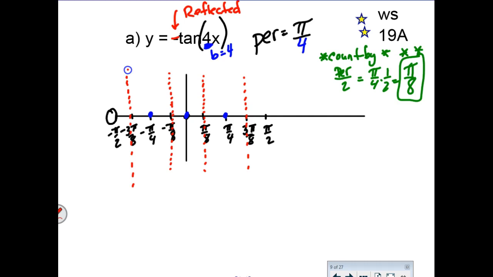Wasn't this guy reflected? So normally, don't draw this, but normally the tangent function looks like this. But if I've been reflected, it's going to look like this, which we'll learn in a minute looks like the cotangent function. Once you've got one drawn, the rest of them just look like that. It's like a stamp. Here we go.